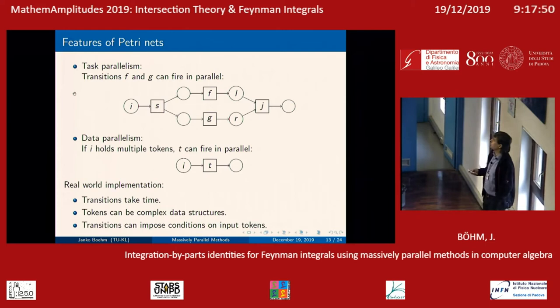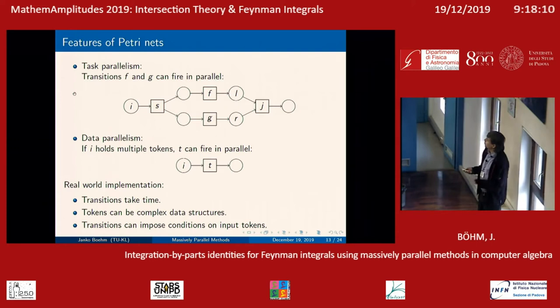In the real world, of course, it's a little bit more complicated. Transitions take time in the real world. The tokens are not just there or not. They actually can contain data. And the transitions can actually be picky and say, I only want tokens of the following kind. But that makes the programming much easier.